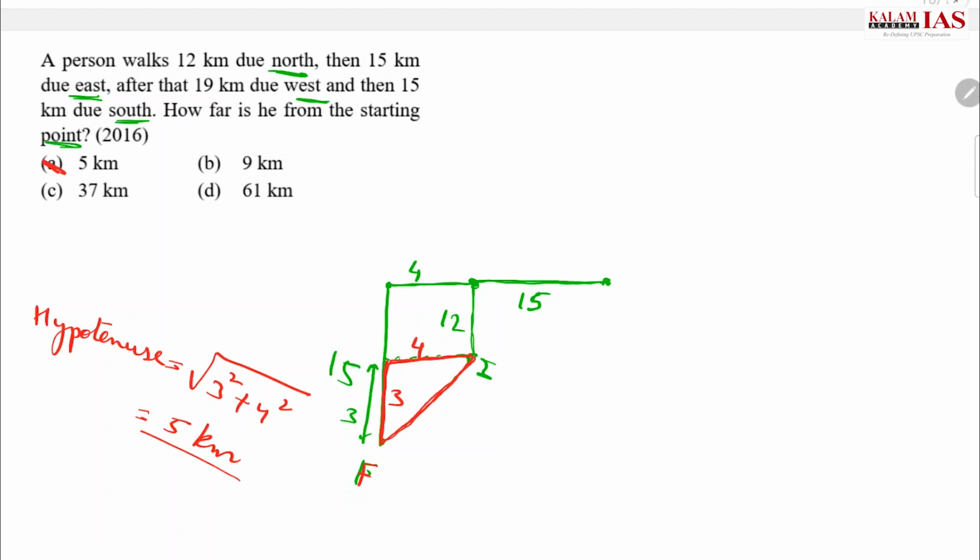Option A. Again, simply you have to just visualize things and plot them. Starting point is there, 12 kilometers north, 15 kilometers east, then 19 kilometers west from this point. So effectively 15 backwards and 4 on this west side, and then 15 kilometers south. So effectively this much is 12 and 3 extra. So the triangle becomes 4 kilometers, 3 kilometers, and hypotenuse is 5 kilometers. And that is the distance between the initial and the final points.